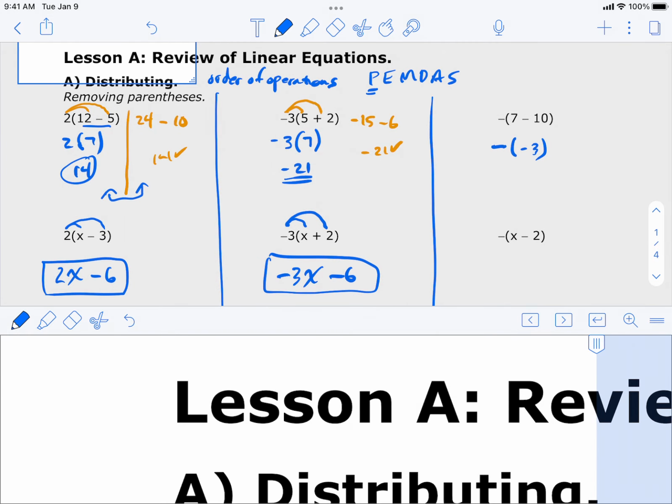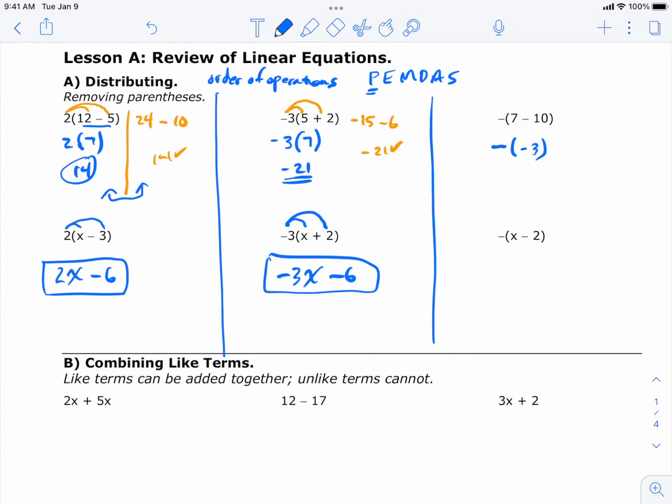Now this is a negative, go away. I never know what's going on. Okay, it went away. So I have a negative negative, which is a positive, right? A double negative is a positive. So you're supposed to get a positive 3 when you do this.